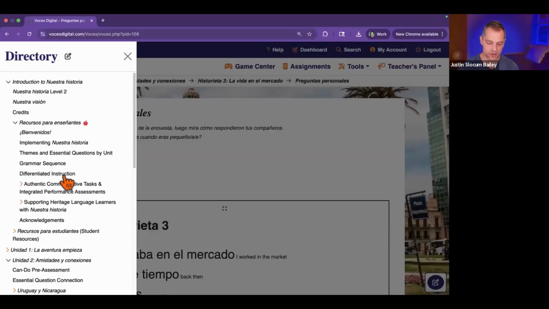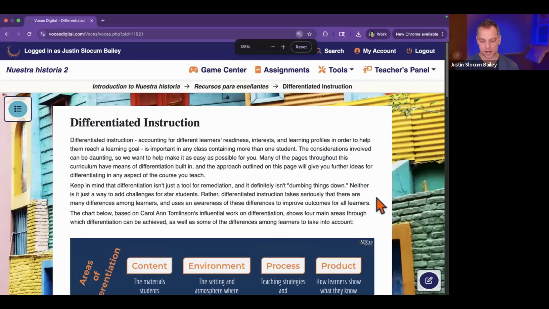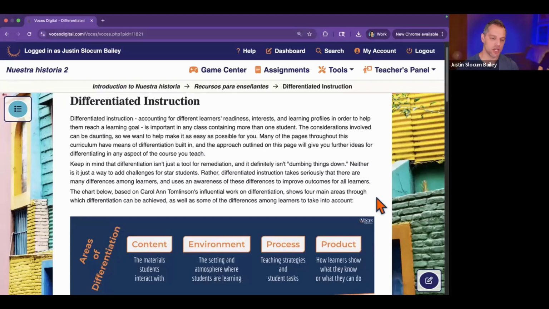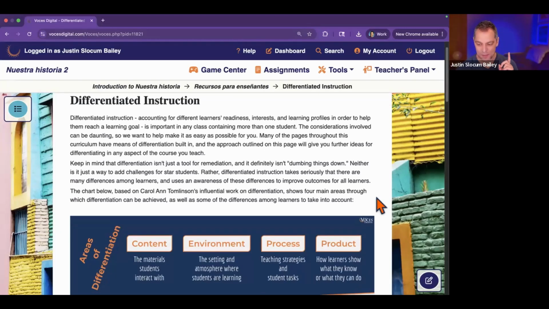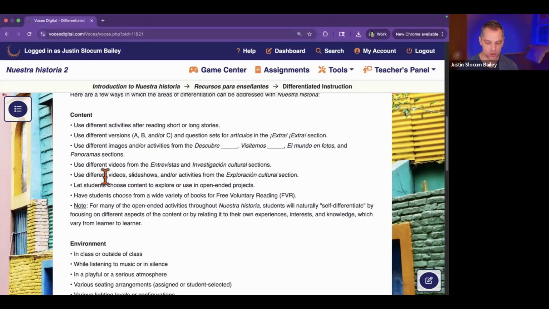Near the middle there's a page called Differentiated Instruction. And if you click that page, it takes you, lo and behold, to a page about differentiated instruction that I wrote, that is handy, not just because differentiation is important and I want to give ideas for that, but because on this page, I outline lots of different ways that you can mix up the way that you use specific types of content that are in each unit of one of the Our Story titles.